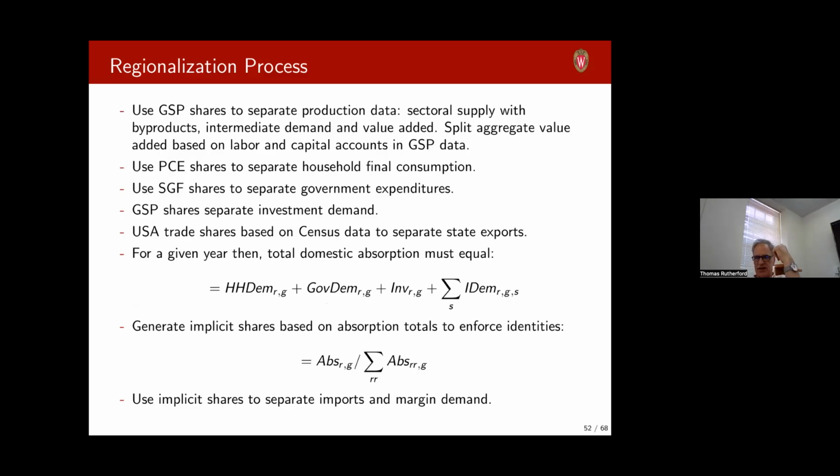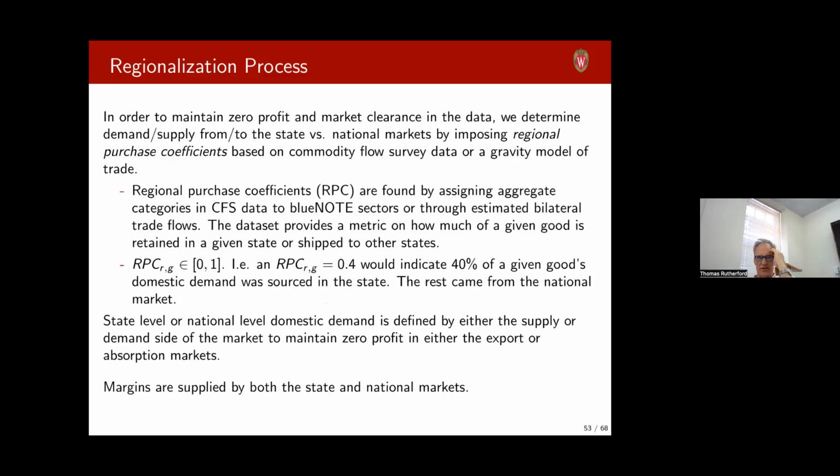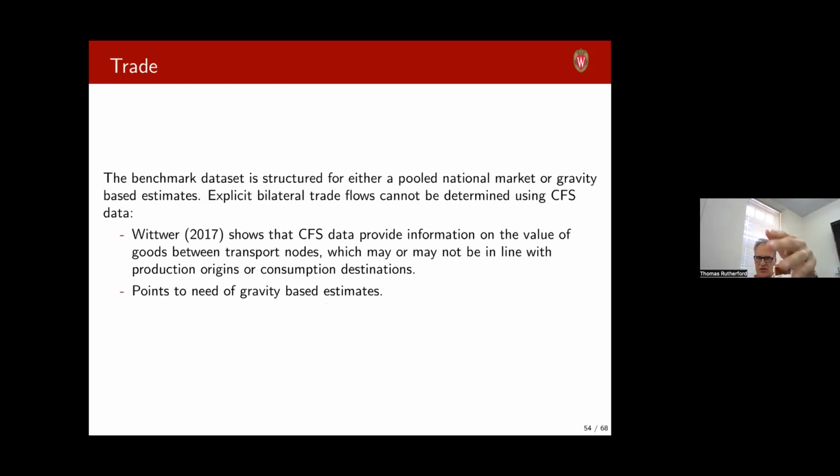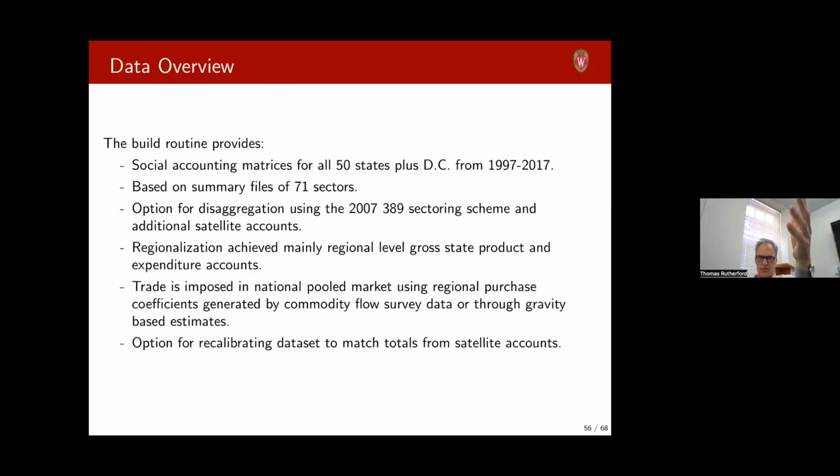And so it's essentially then household demand, government demand, investment, and intermediate demand that are the sources of absorption, and that gets reconciled. This is more about the regionalization, and then we have issues about the trade flows, but I'm going to jump forward to the basic logic here. So the build routine ends up with social accounting matrices for all 50 states plus DC from 97 to 2017, and the summary files of 71 sectors. When we go to GTAP, we end up with 32 sectors because we have to aggregate them both ways in order to get to a consistent thing.